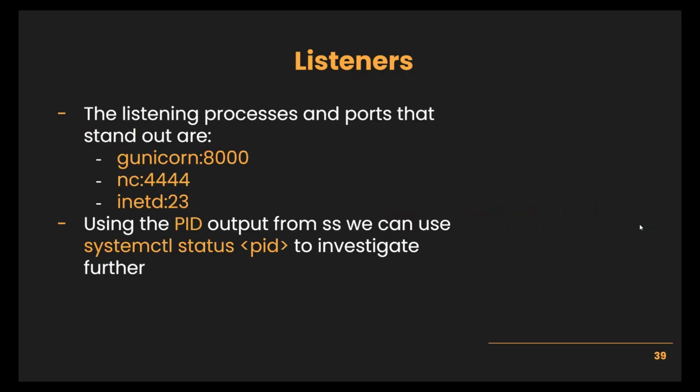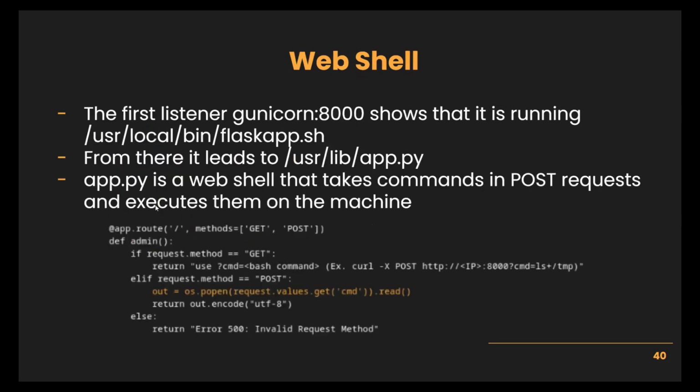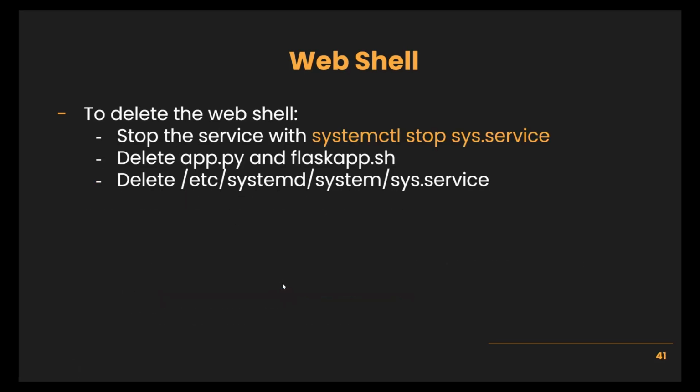And then we see some of the listeners, Keihan went through it. You have Green Unicorn, Netcat, and inetd, which is the daemon for Telnet, right? Sometimes you don't know what they stand for, so you can just Google it and it'll tell you what service it is. And then we see that Green Unicorn was running a reverse web shell. So then you could basically enter commands on the web server and then it would run on this particular machine.